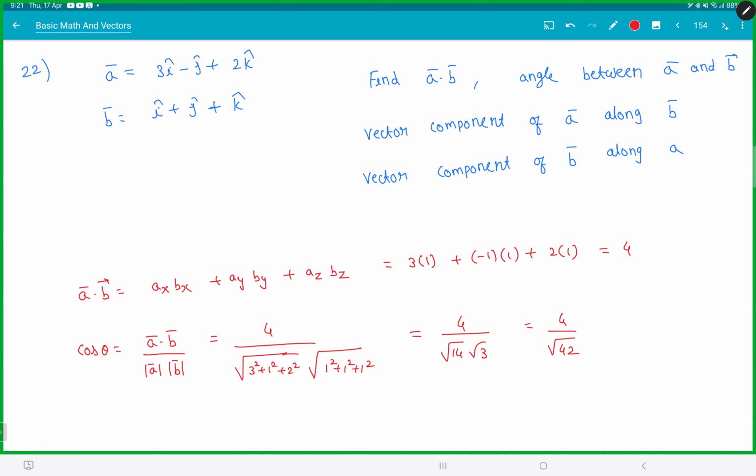Get the third part and fourth part. Find the vector component of a bar along b bar. We have one answer from over here. Let's see. Others? That might be right over here. Let's see.